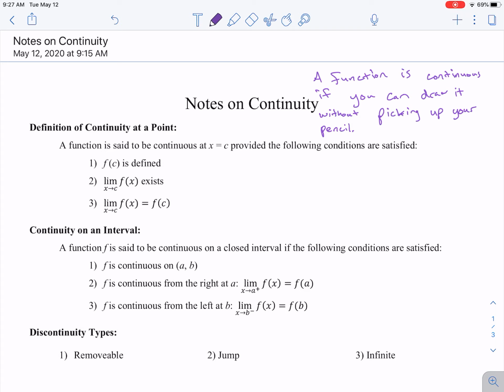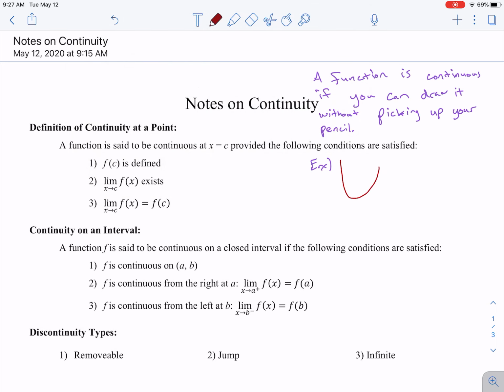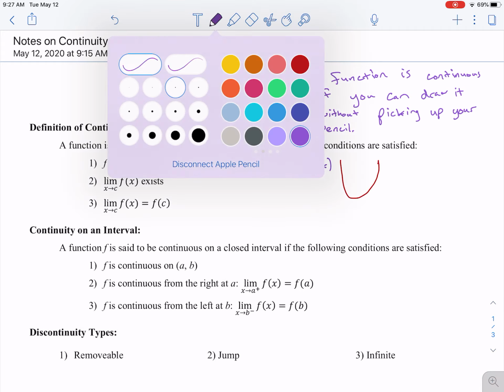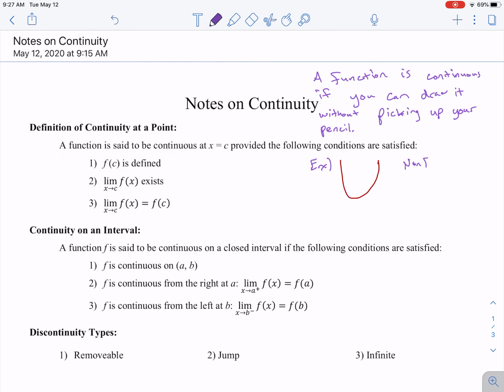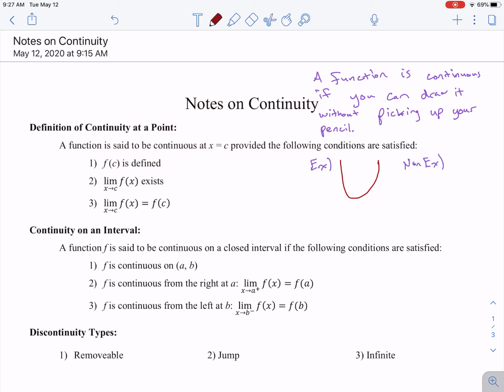So an example of that would be a parabola. If I were to just draw a parabola, I can do it without picking up my pencil. But if I were to draw, this would be my non-example, some type of piecewise function like this, and then I pick up my pencil, continue it over there, that would not be continuous.